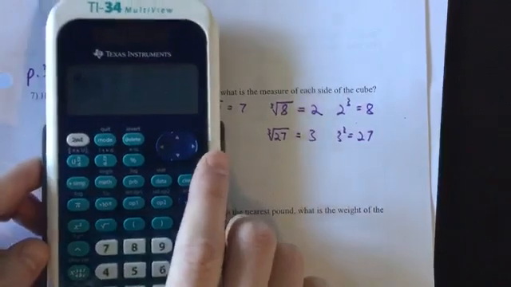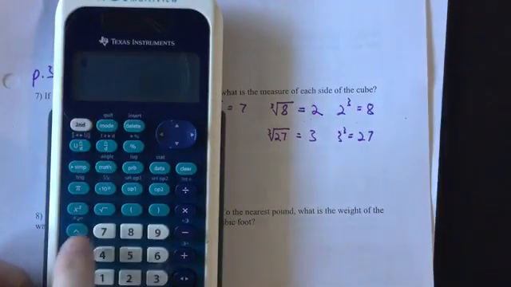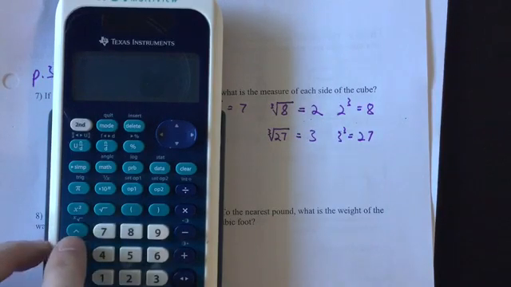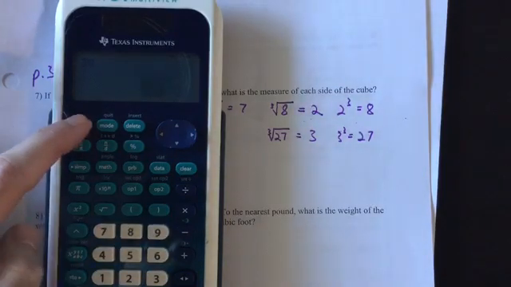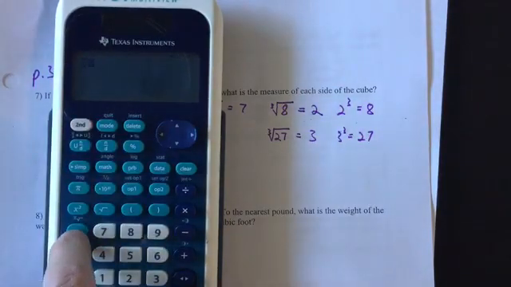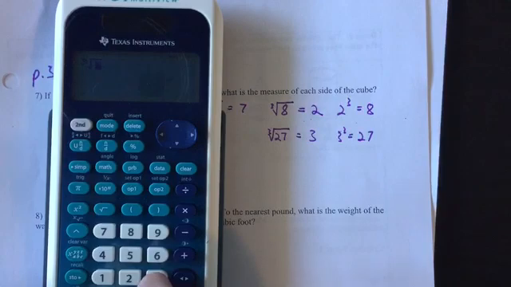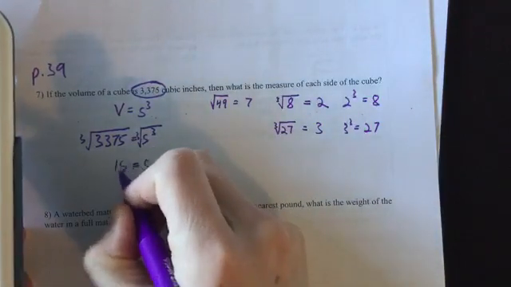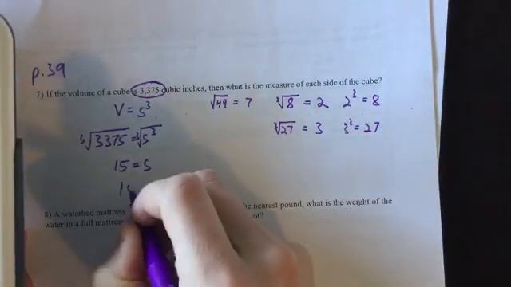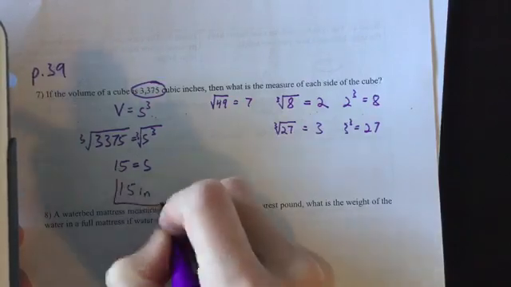If you're using a TI calculator, below the x squared button, above this little arrow, you see there's a radical and an x. We're going to use that; that's how we get the cube root. We push 3 to say it's a cube root, then push second, the up arrow button, and then type our number, 3,375, and it's 15. So our side length is 15 inches.